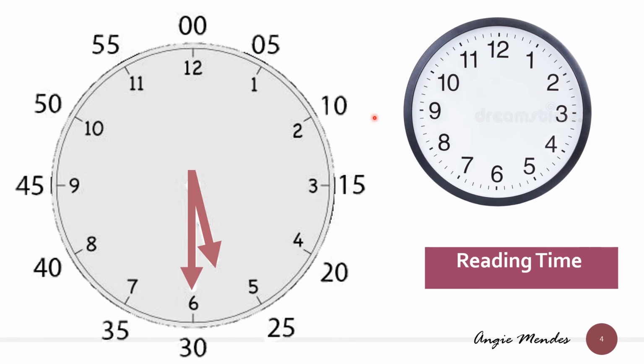To understand this better, let us look at this figure. Now between 12 to 1 there are 5 minutes. Between 1 and 2 there are another 5 minutes. Between 2 and 3 there are another 5 minutes. So we can see that this clock face is divided into 60 equal parts, and each part denotes 1 minute each.